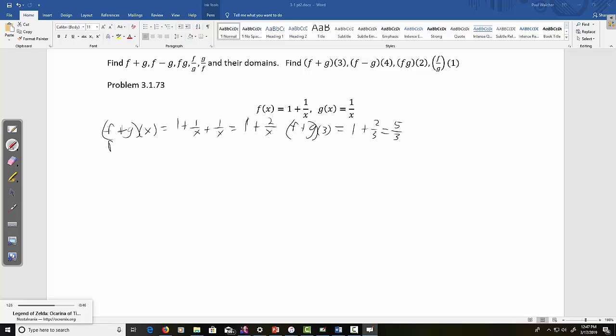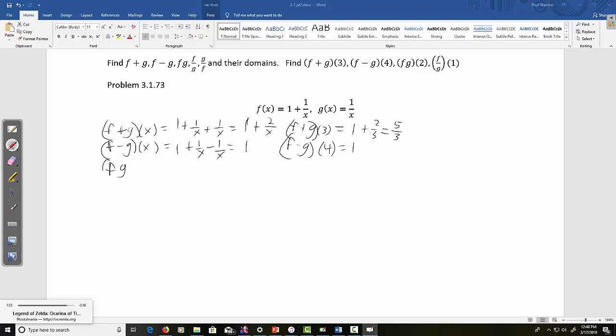All right, f minus g of x equals 1 plus 1 over x minus 1 over x, which would just be 1. So that's easy. F minus g of 4 is 1, because that's a constant function. It's always 1 no matter what you plug in.